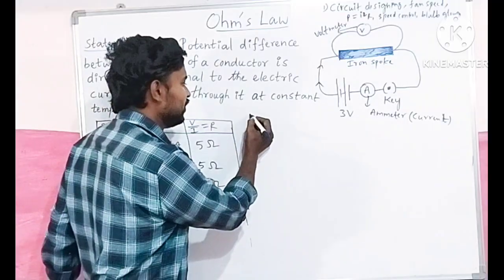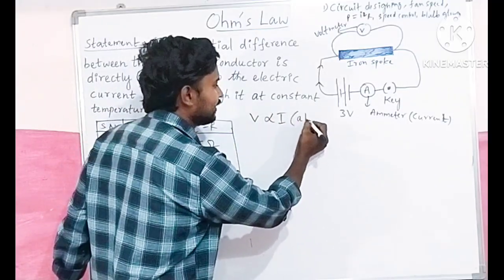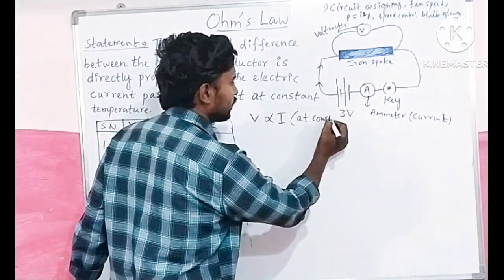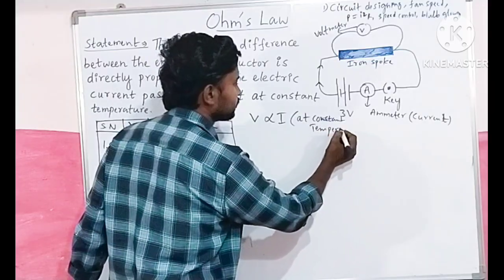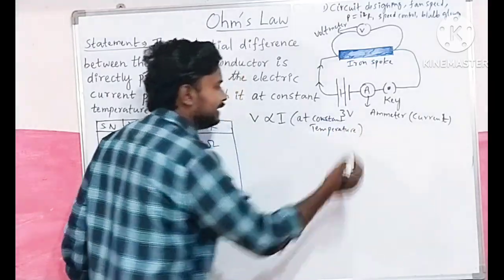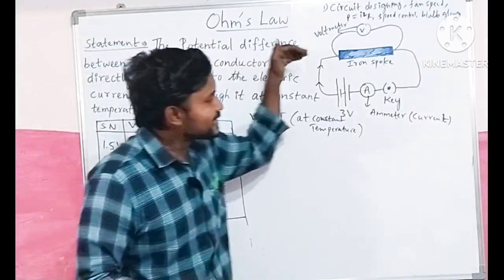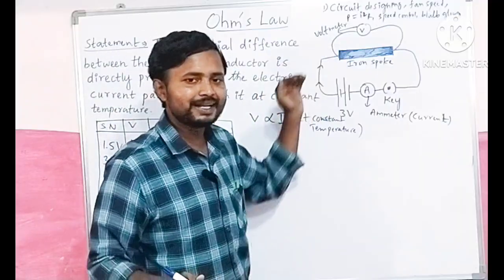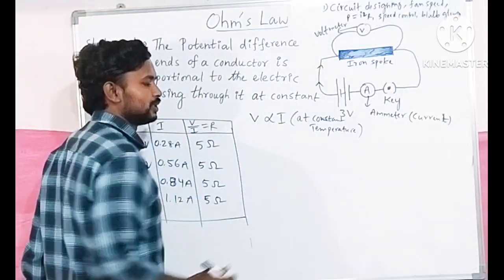So V is directly proportional to I at constant temperature. At constant temperature. This is important. In this case, we have to maintain the iron spoke temperature constant. So here V is directly proportional to I.